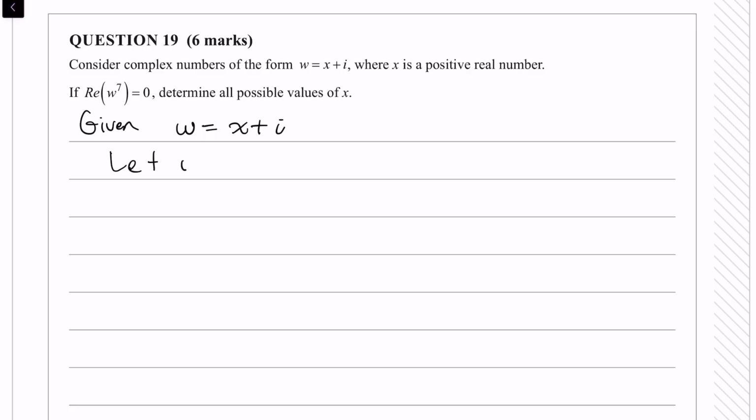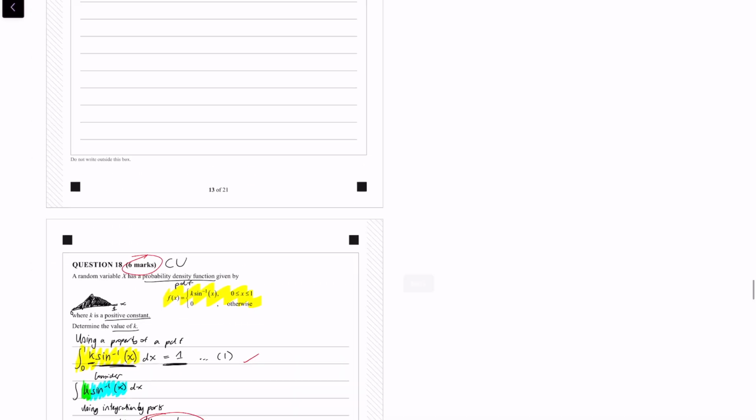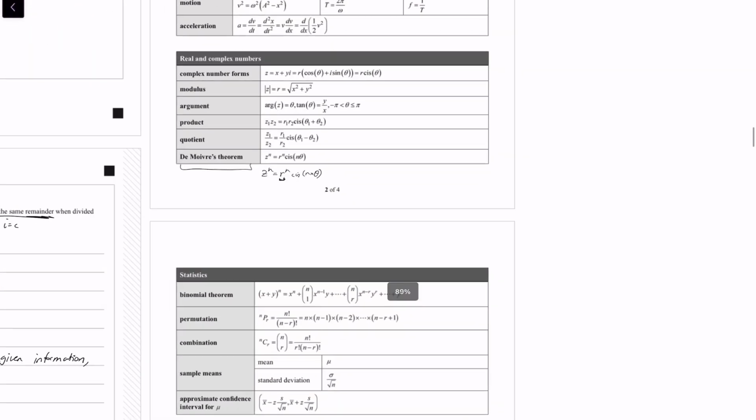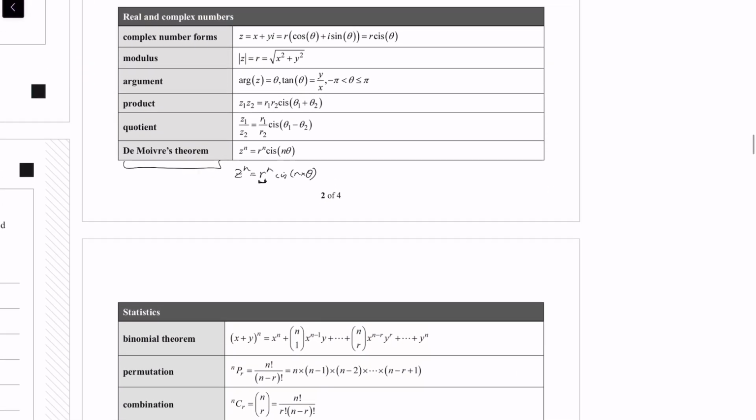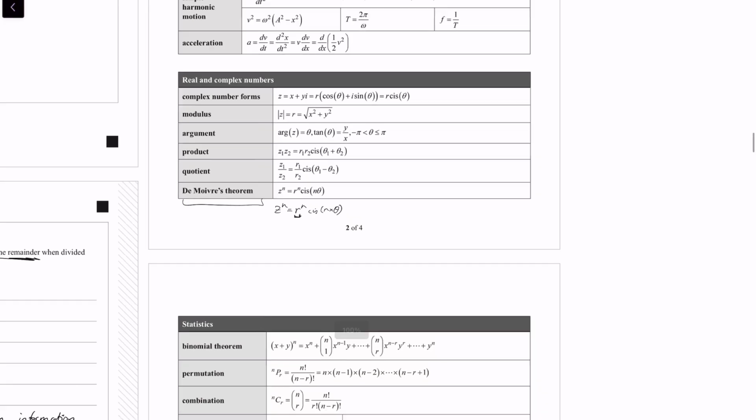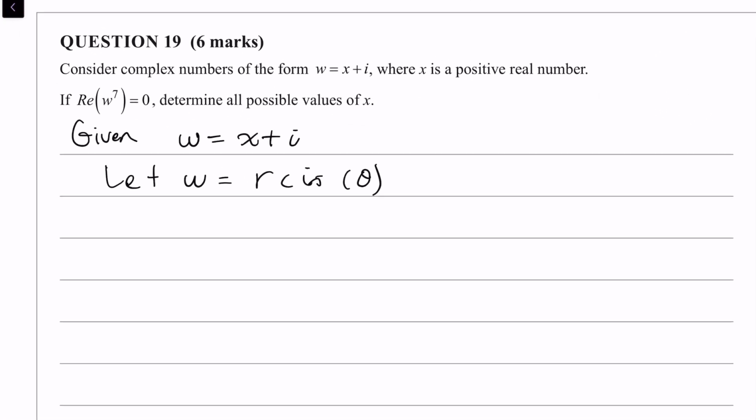And then I would let w now be in my cis form, so r cis theta. Okay, so again, that's in my formula sheet, I believe. Let's check that. Yeah, so that's now going to be in my form of r cis theta. And I can apply De Moivre's theorem because I'm raising it to a power, which is 7, and that's quite a big power, so I don't want to have to raise it to the power of 7 and show all my working out and do it manually.